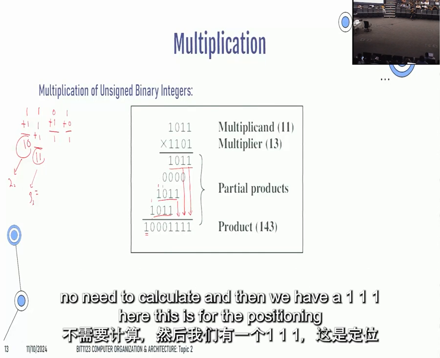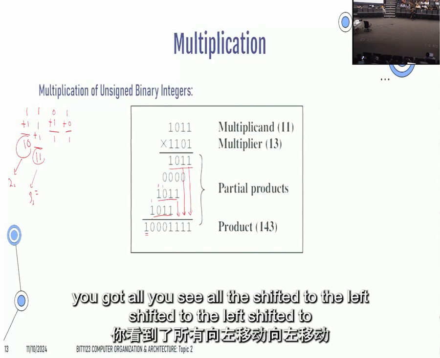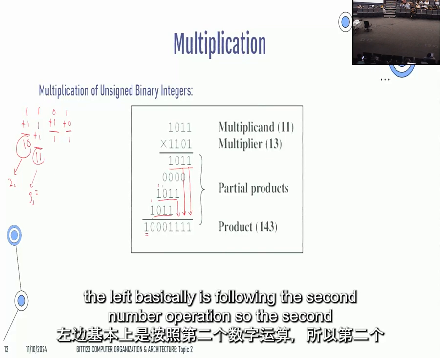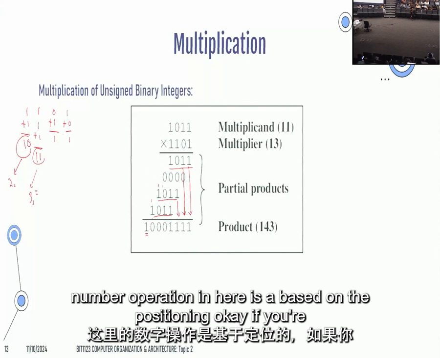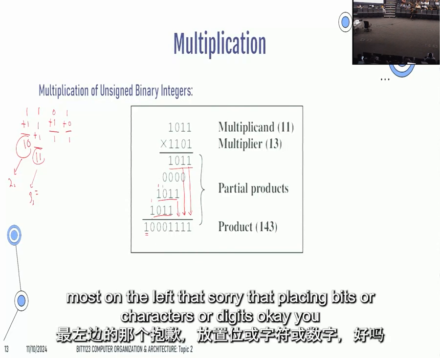And then we have a 1011 here. This is for the positioning of the second number: 1, 2, 3, and 0, 1, 2. So this is a 2. This is for the last bits. You see all shifted to the left, shifted to the left, shifted to the left. Basically it follows the second number's operation, based on the positioning. If the position is the third, you need to shift it to the left.